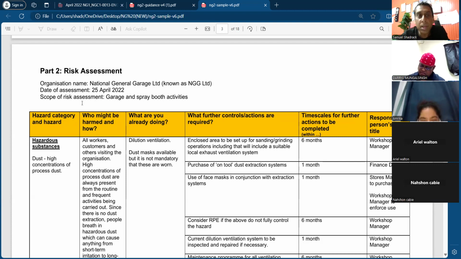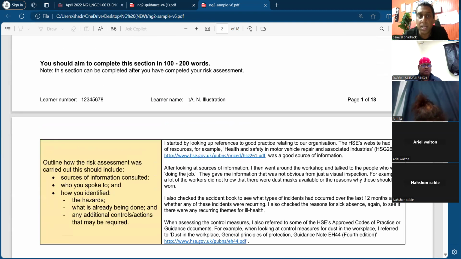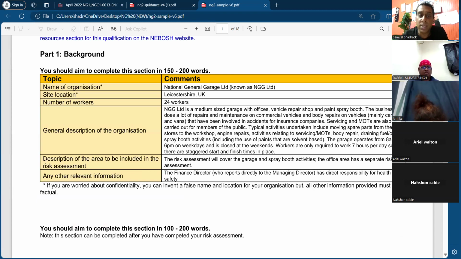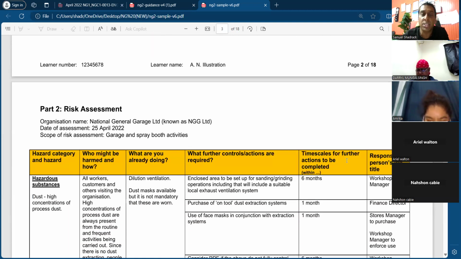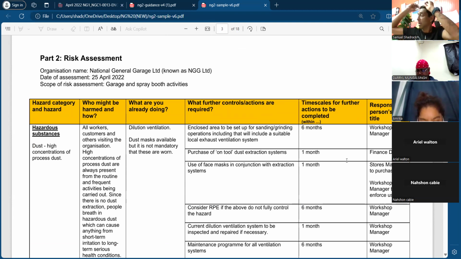All right, next one: the scope of the risk assessment. Now, listen to this. The scope is the same thing as the general description of the areas that you had chosen to do the risk assessment. Just put same as description. If you come back up here and look for your general description, they say the risk assessment will cover the garage and spray booth activities. That's what you put in the scope. They have left out the office, so you leave out the office as well. So garage and spray booth activities is what you should see at the top here.